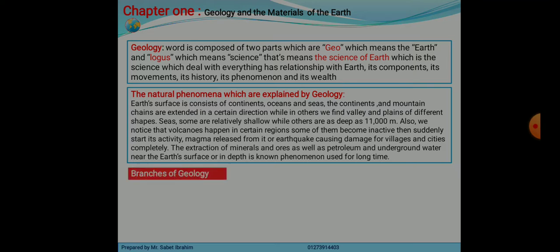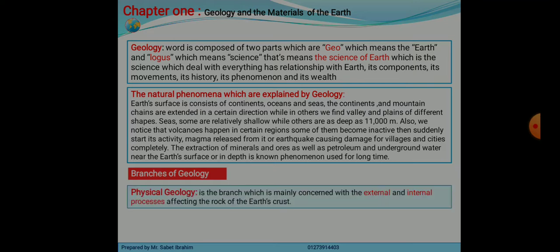And now we are going to explain some branches of geology. Actually, there are many branches of geology. We will explain some of them right now. Physical geology is a branch which is mainly concerned with the external and internal processes affecting the rock of Earth's crust. So physical geology concerns the external and internal processes affecting the rock of Earth's crust.